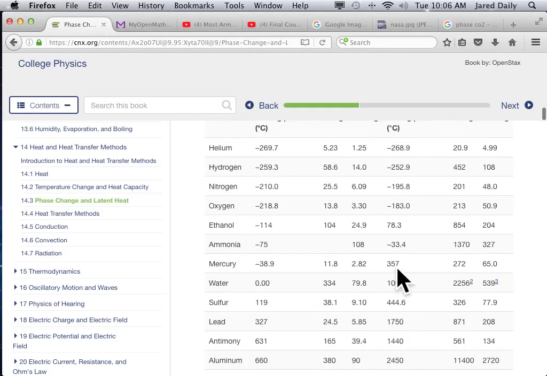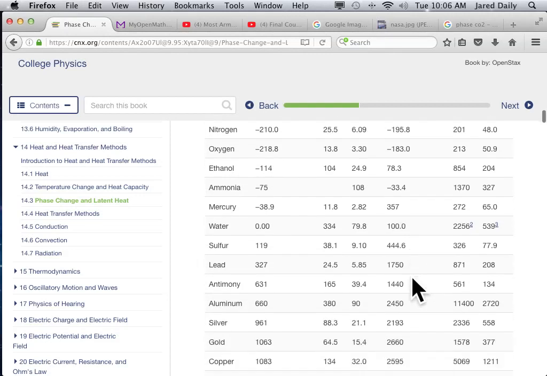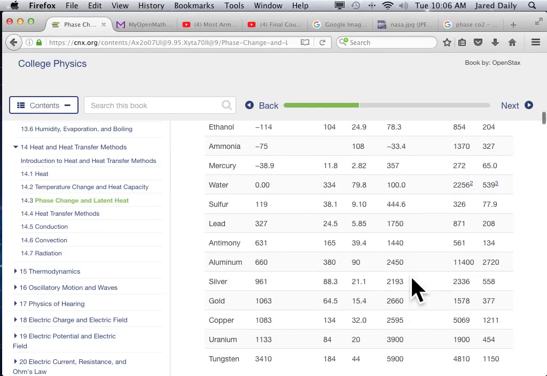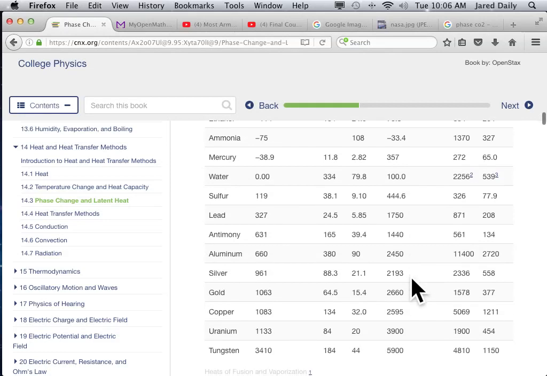Mercury, 357, much lower, much easier, right? It'll boil at 357 degrees and become a gas, essentially. Tungsten, not so easy to melt. Uranium, not so easy to melt. Copper, not so easy to melt. This is why we make our pans out of copper.